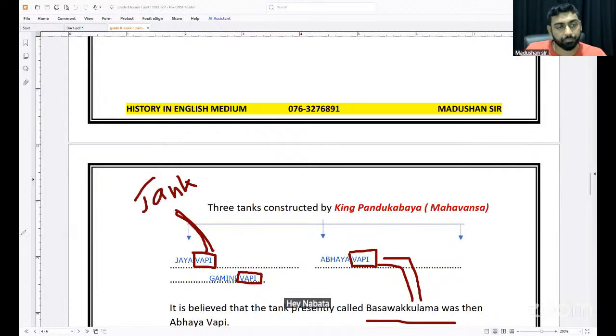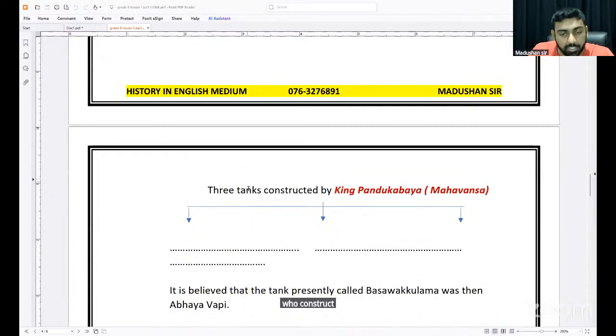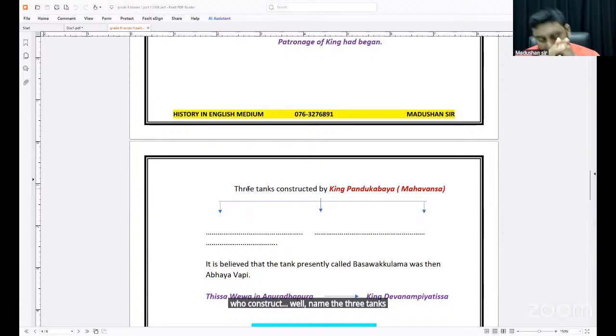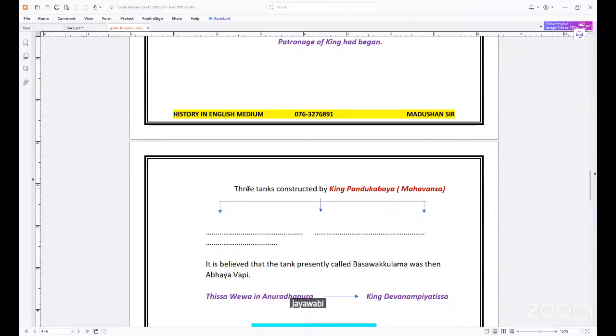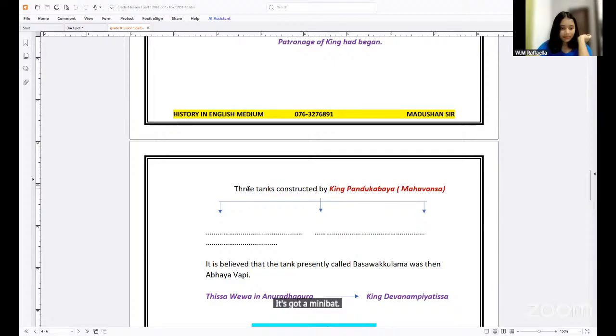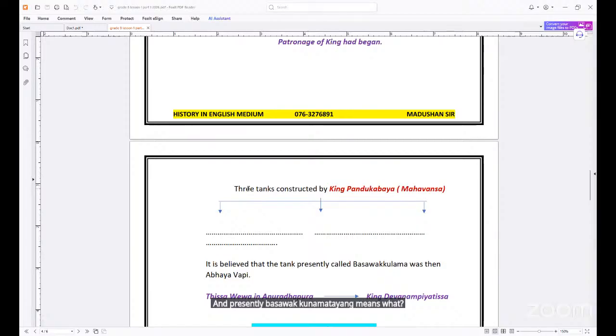For your exam, if there is a question, name the 3 tanks constructed by King Pandukabhaya, how do you answer? Jayavapi, Abhayavapi, Gamini Vapi. Yes. Jayavapi, Abhayavapi, Gamini Vapi. And presently, Basavakkulama tank means what? Abhayavapi. The Abhaya tank.